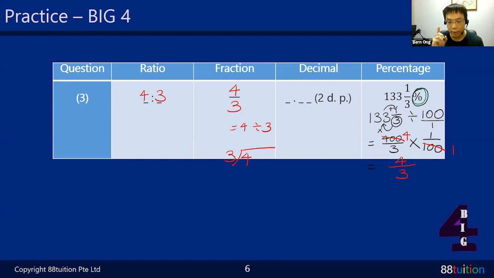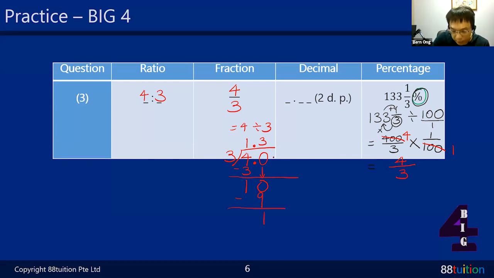So how? Slowly. 3 times what is 4? 3 times 1 is 3. That's the closest. 4 minus 3 is a 1. You cannot write it as a remainder. You must write it as a decimal. So bring out the decimal point on top. When you bring out the decimal point, you can have endless 0s at the back. Bring 1 0 down. 3 times what is 10? Nearest is a 3. 3 times 3 is a 9. 10 minus 9 is a 1.